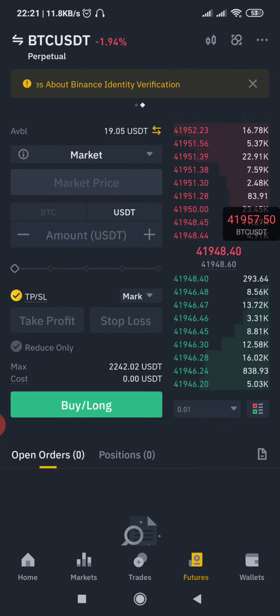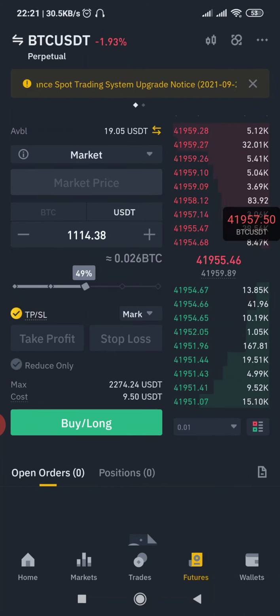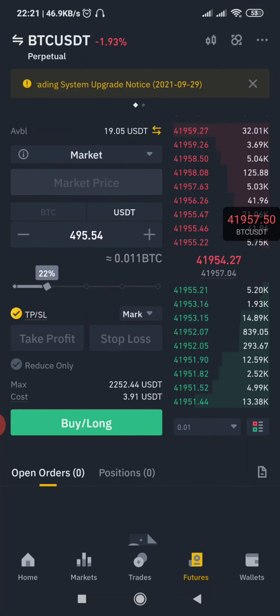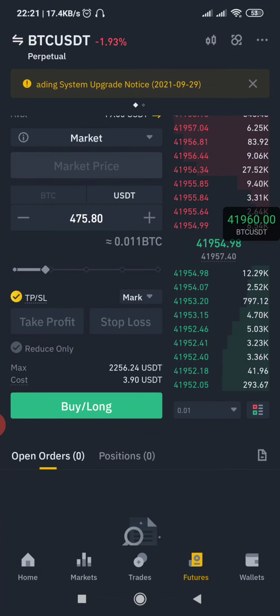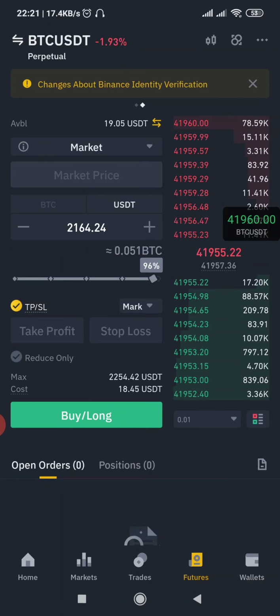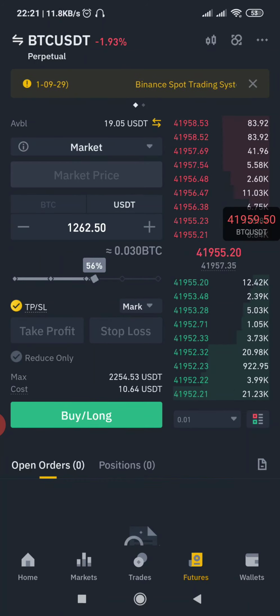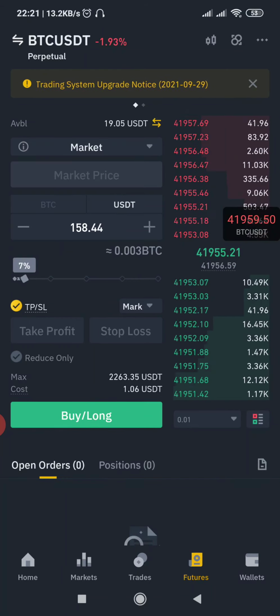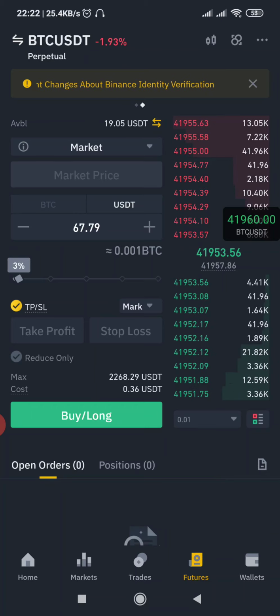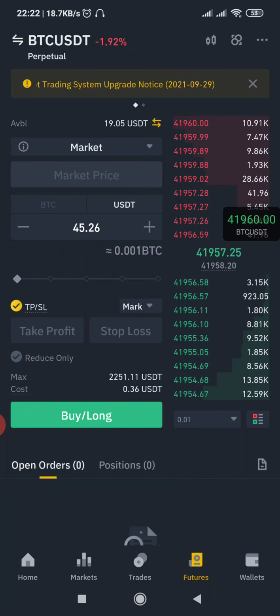Okay, so here is where you can choose the percentage of your capital you want to use. I have $19 in my futures account, so here I can switch the percentage: 59%, 57%, 56%. So let's say I want to use just 2%. 2% is 36 cents. Let's say that's what I want to use.